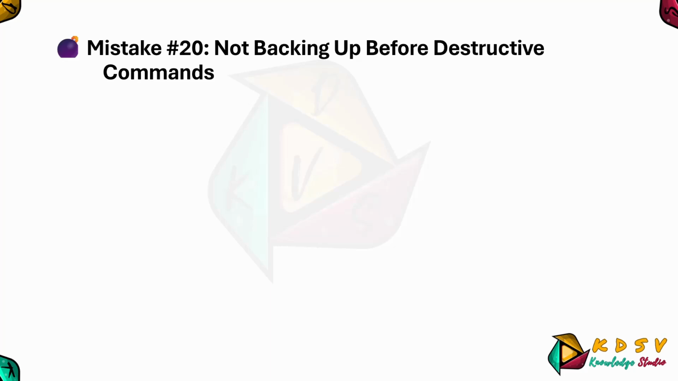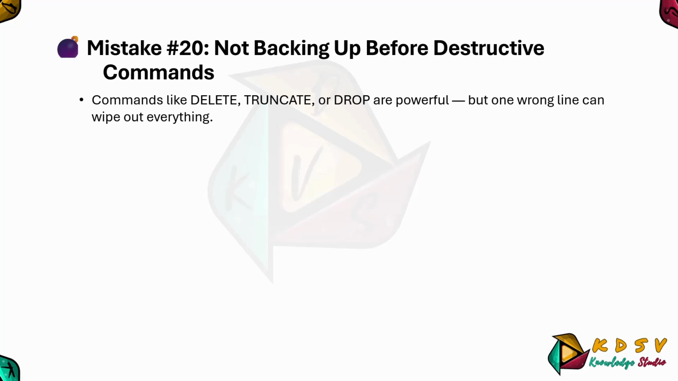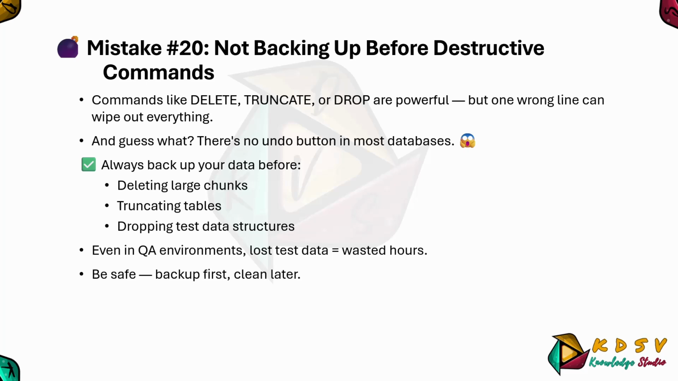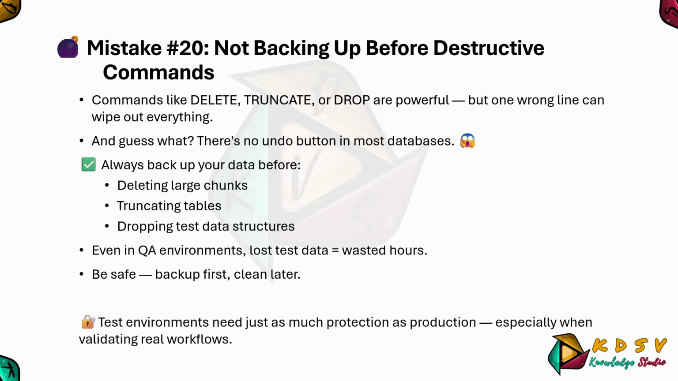Mistake number 20, not backing up before a destructive command. Commands like delete, truncate, and drop are powerful, but one wrong line can wipe out your data. And guess what? There is no undo button in most databases. Always back up your data before deleting large chunks, truncating tables, or dropping test data structures. Even in QA environments, lost test data equals wasted hours from the QA resource. Be safe, back up first, then clean later. Test environments need just as much protection as production, specifically when validating real workflows.